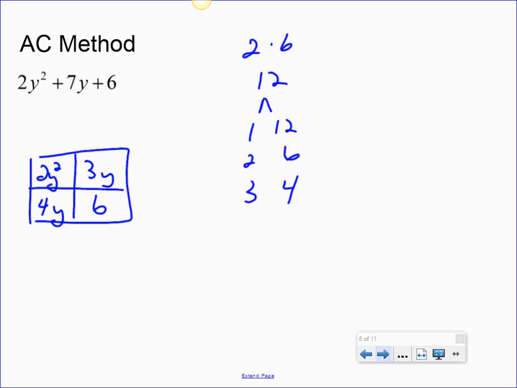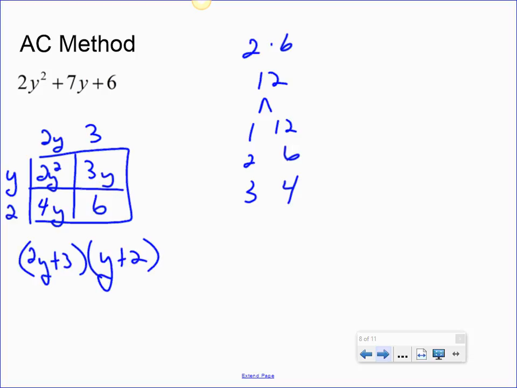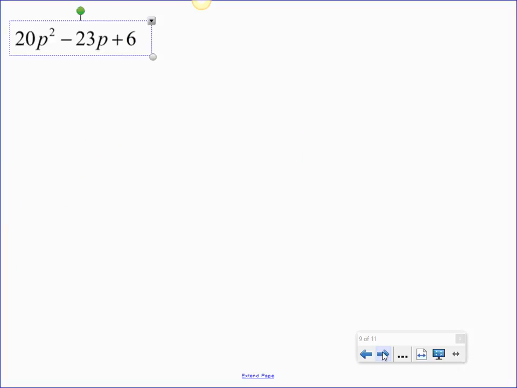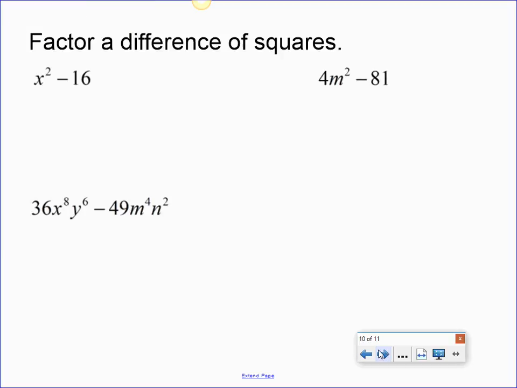If I look at common factors now, I'd have a cross. The first row would be a y, second row would be a 2. First column would be a 2 and a y. Second column would be a 3. So my factors would be a 2y plus a 3 and a y plus a 2. Okay, so hopefully that makes sense. I've got another couple here for you, but let's jump to this one.